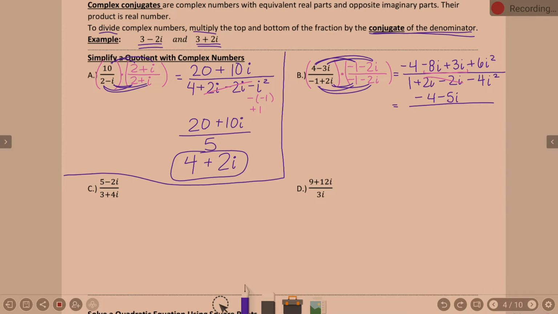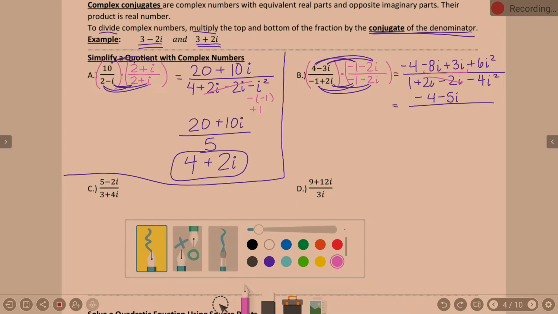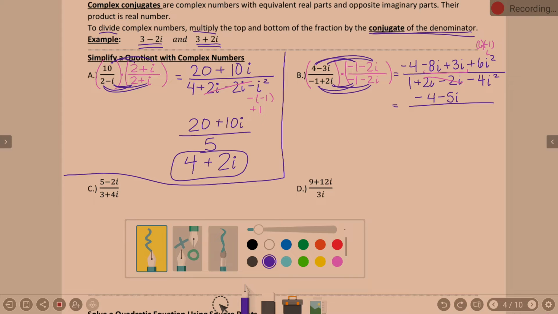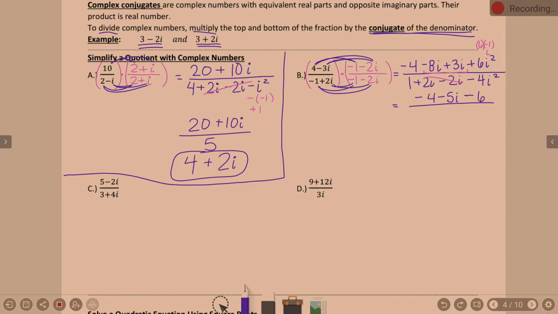What about 6i squared? What do you remember from yesterday? Yeah, i squared is -1, yes? If i squared is -1, then this becomes 6 times -1, which is -6. If you went ahead and cleaned that up, that's awesome.